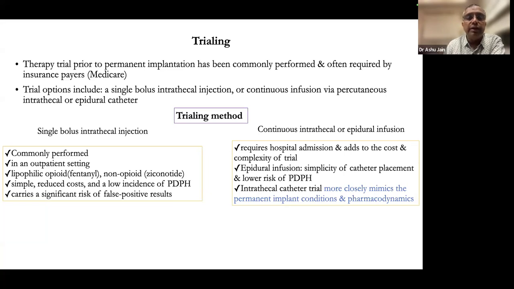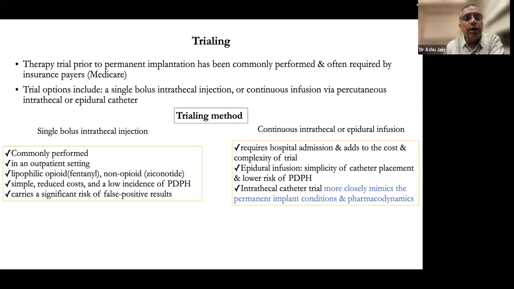Then, as I told you, we have to do the trial first to prove the efficacy of the drug delivery, that intrathecal drug will be helping the patient. Only then we have to do the implant. This is done by two methods: single bolus intrathecal injection and continuous intrathecal infusion. If you are implanting an intrathecal device, it should not be epidural infusion, it has to be intrathecal infusion, because you can replicate the dose in that case.